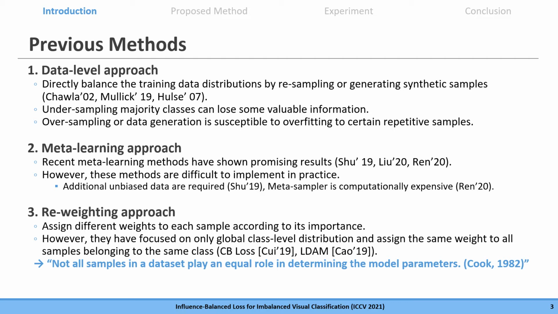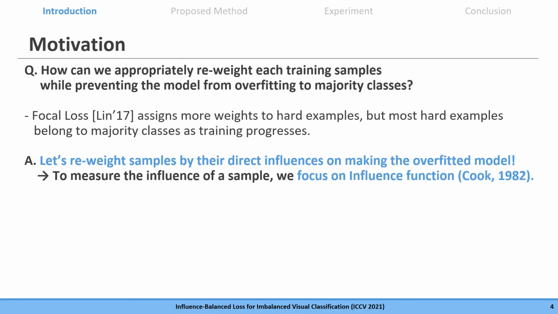Previous methods have focused on class-level distribution. However, not all samples in a dataset play an equal role in determining the model parameters. That is, some samples have greater influences on forming a decision boundary. Therefore, we argue that each sample needs to be reweighted differently according to its impact on the model. Therefore, we come up with the following motivation question. How can we appropriately reweight the importance of each sample while preventing the model from overfitting to majority classes?